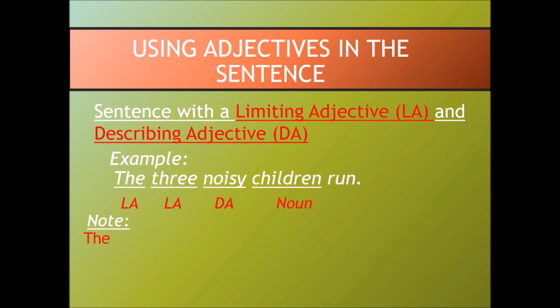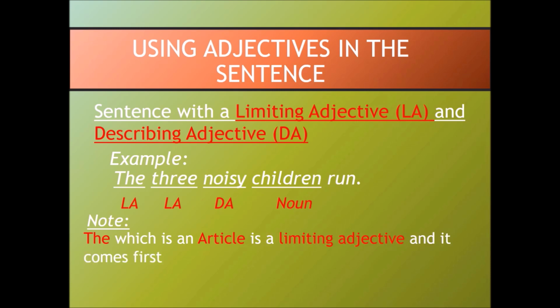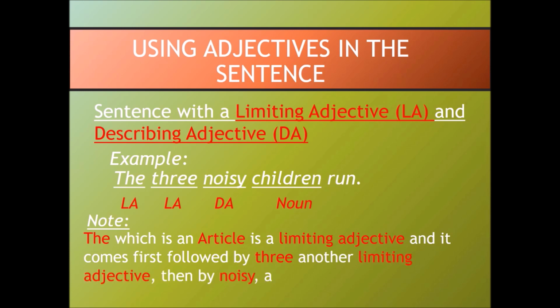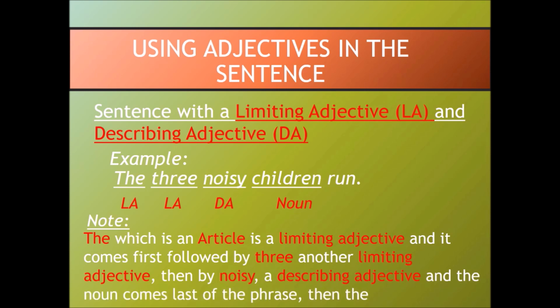Note, the, which is an article, is a limiting adjective, and it comes first, followed by three, another limiting adjective, then by noisy, a describing adjective, and the noun comes last of the phrase, then the verb run.